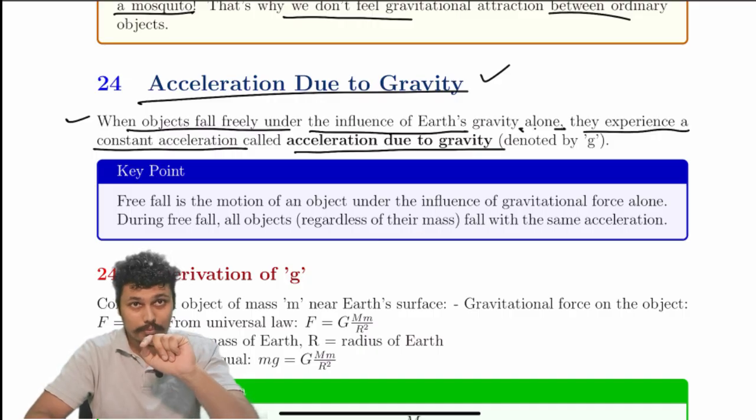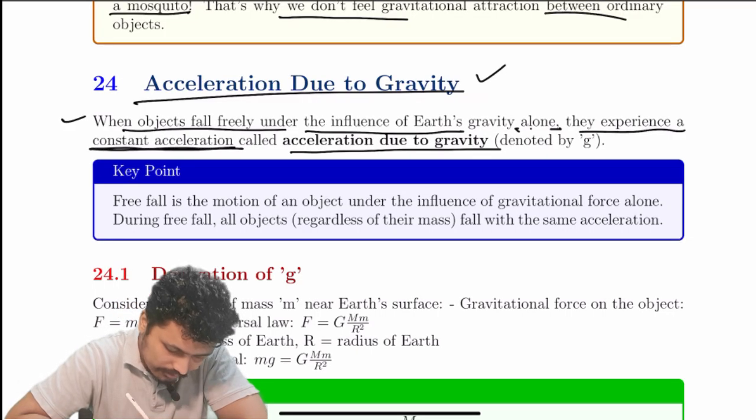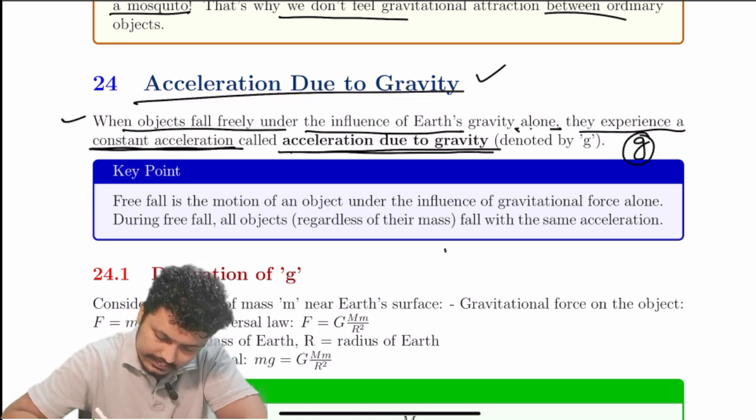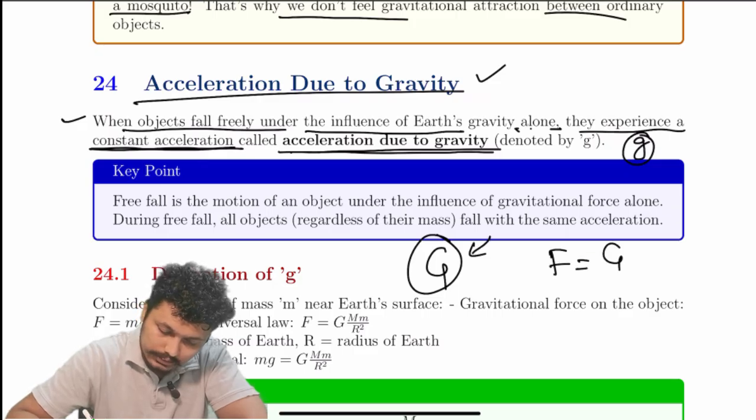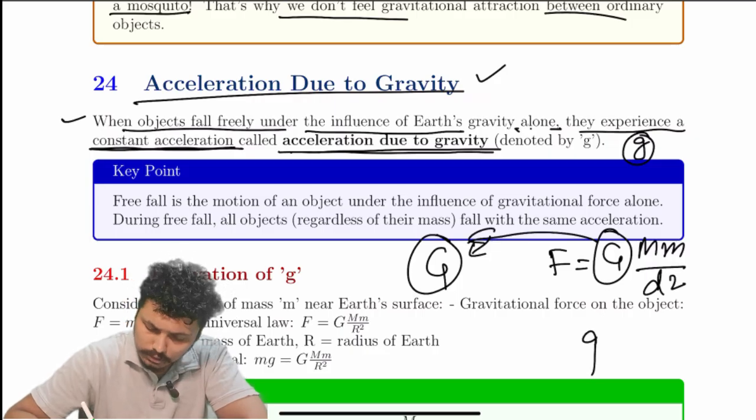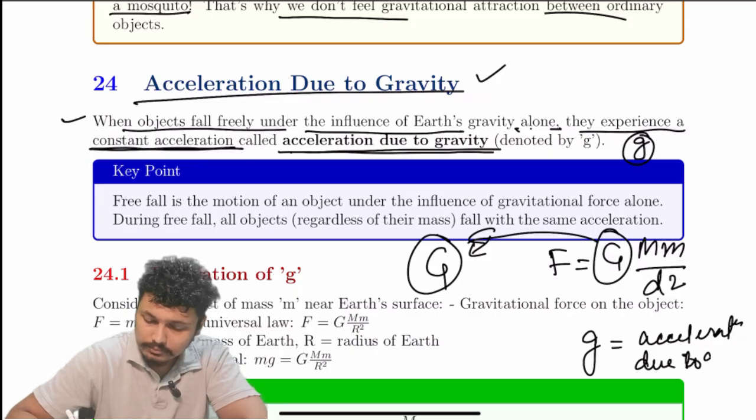Rate of change of speed is uniform; in rate of change of speed, acceleration is fixed. That's why the acceleration is constant. This is called acceleration due to gravity, and we denote it by small g. There are two: one is G, this is a constant, in F equals G M m by d square. This capital G is a constant, and small g is acceleration due to gravity.